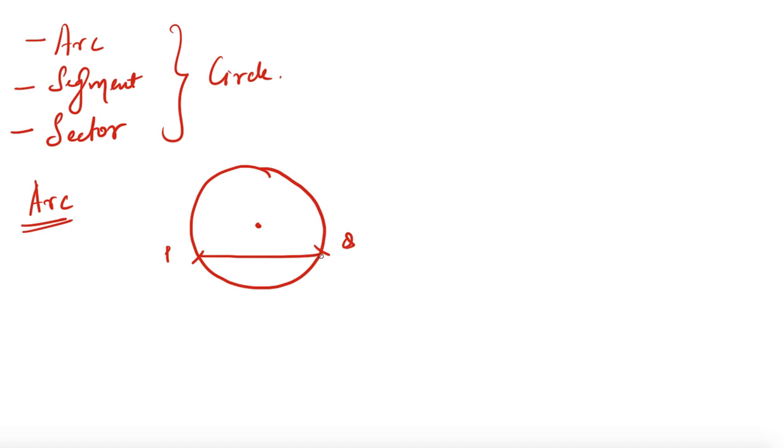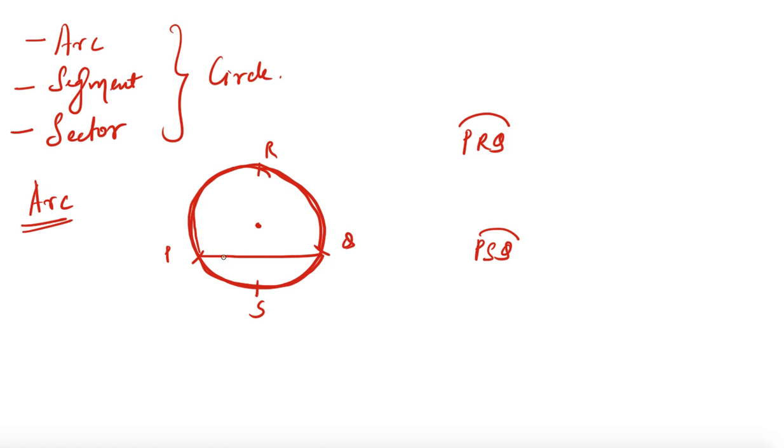Now, as you can see here, this PQ, the chord, has divided the circle into two parts. Say I have a point R here and a point S here. One is the boundary PRQ and another is the boundary PSQ. Right, we have two boundaries. These two are nothing but the arcs of a circle. So you can say an arc is always formed when a chord divides a circle.